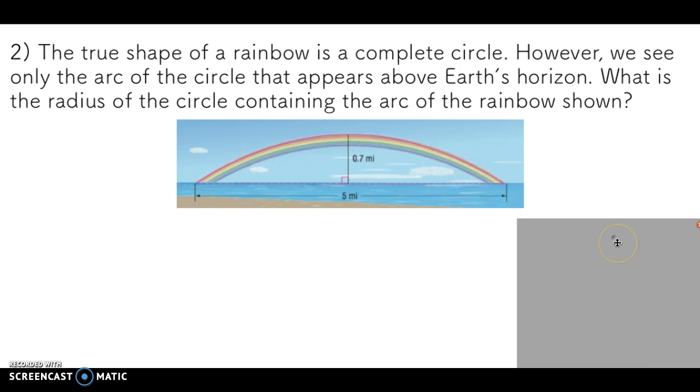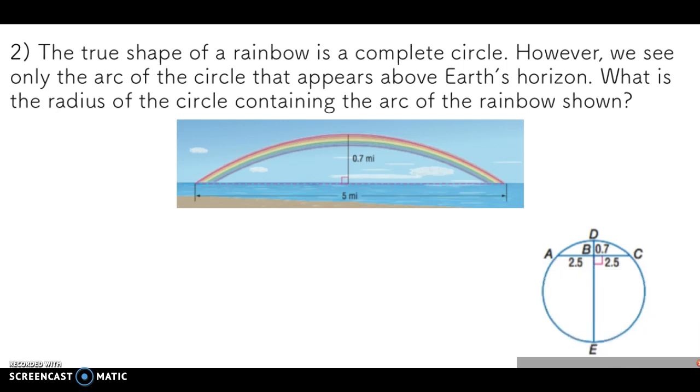Okay, so let's draw the picture to make it look like an actual circle. If we were to draw this as a circle, the only portion of the rainbow that is showing is the arc ADC. If I'm asking you the radius of the circle, since DE is a diameter, I can just find the diameter and divide it by 2. All that I'm given now is AB and BC and then 0.7 here. So if I find out what BE is, I can find out the entire length of the diameter.